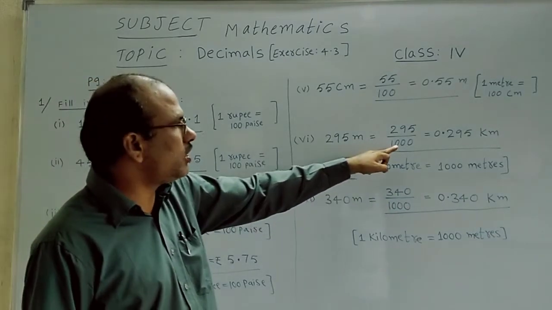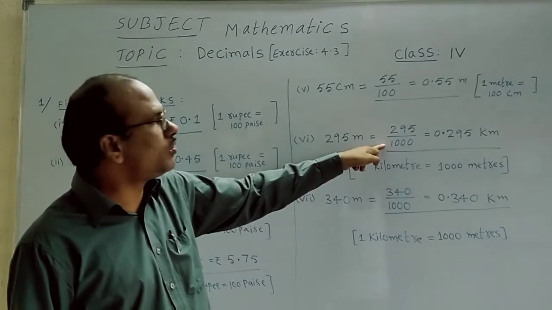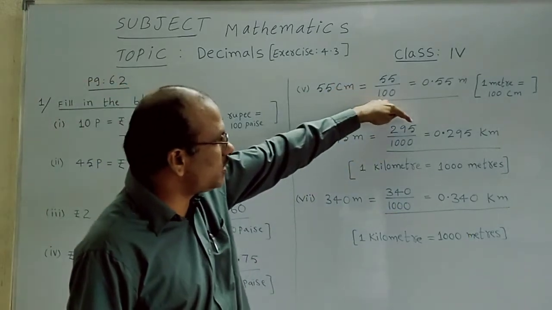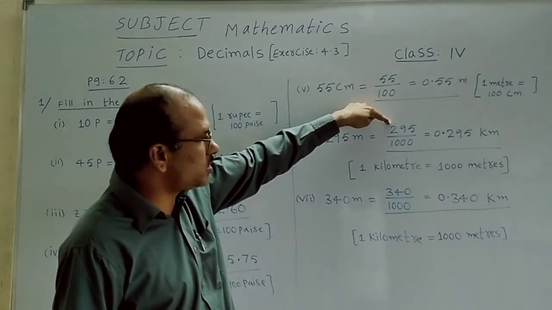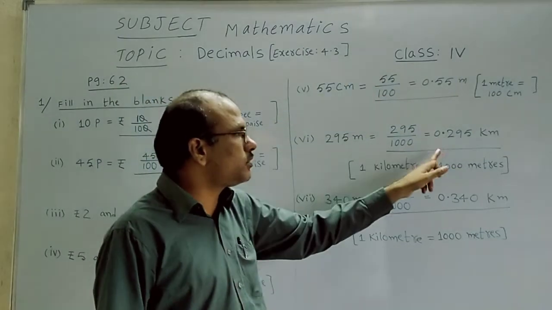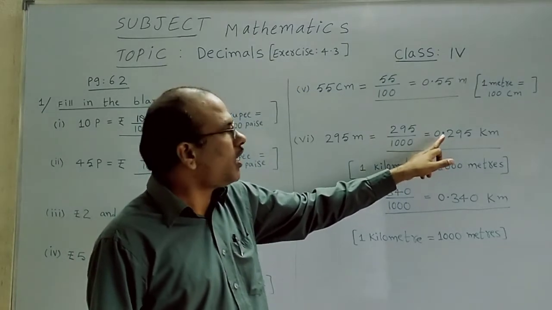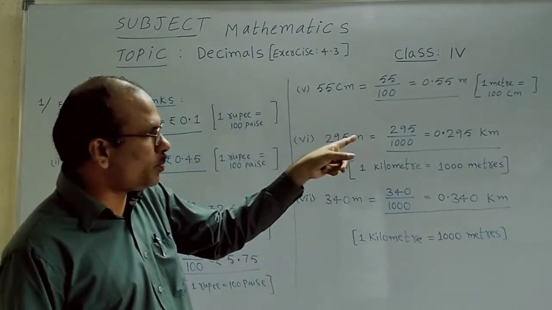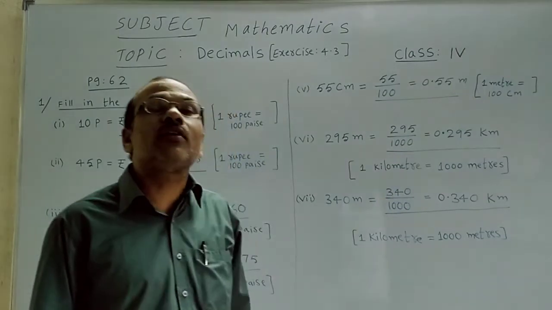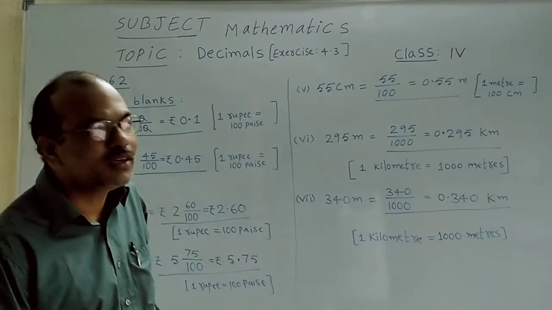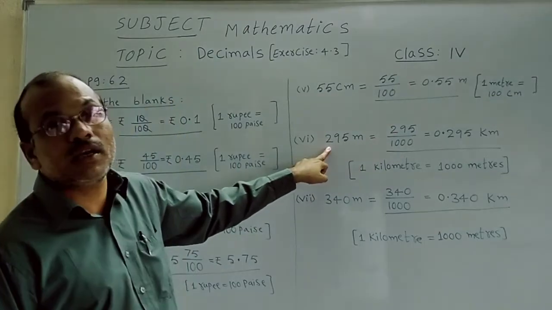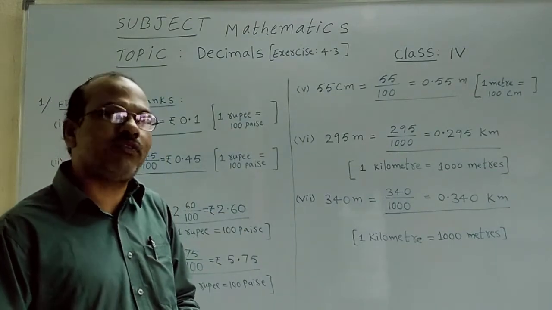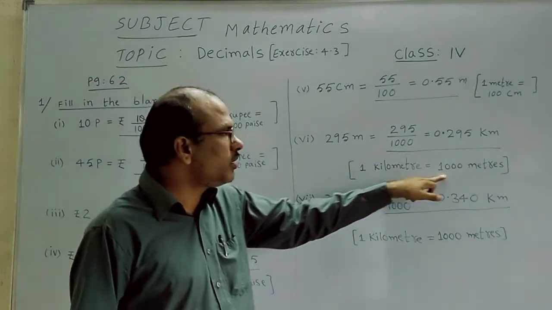Why? Because there are 1000 meters in 1 kilometer. So, we have 3 zeros and a starting 1. So, the point should be placed in the numerator after 3 digits. Am I correct? So, first digit, second digit, third digit. After 3 digits, that means after 295, the point is placed. After the point, nothing is there, that's why 0 is placed. Final answer is 0.295 kilometers. That is equal to 295 meters. 295 meters is equal to 0.295 kilometers. With the help of this information, we have done that part.